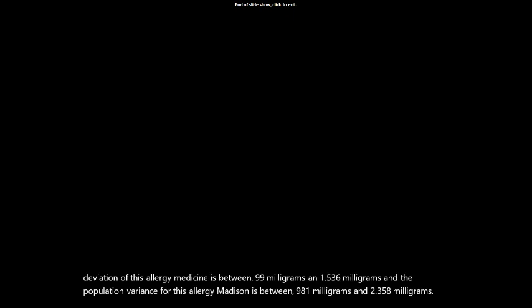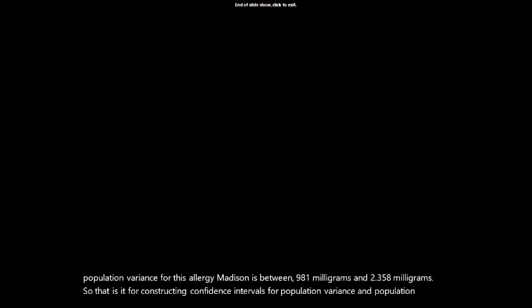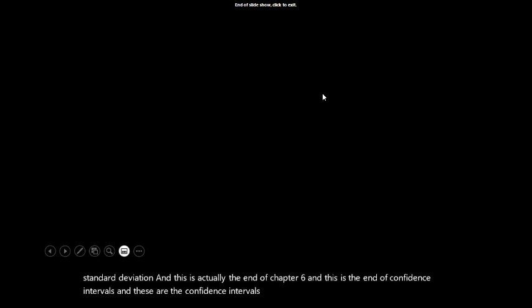So that is it for constructing confidence intervals for population variance and population standard deviation. And this is actually the end of Chapter 6, and this is the end of confidence intervals, and these are the confidence intervals that we're going to be doing in this class. So after this, we will start Chapter 7, which is hypothesis testing.